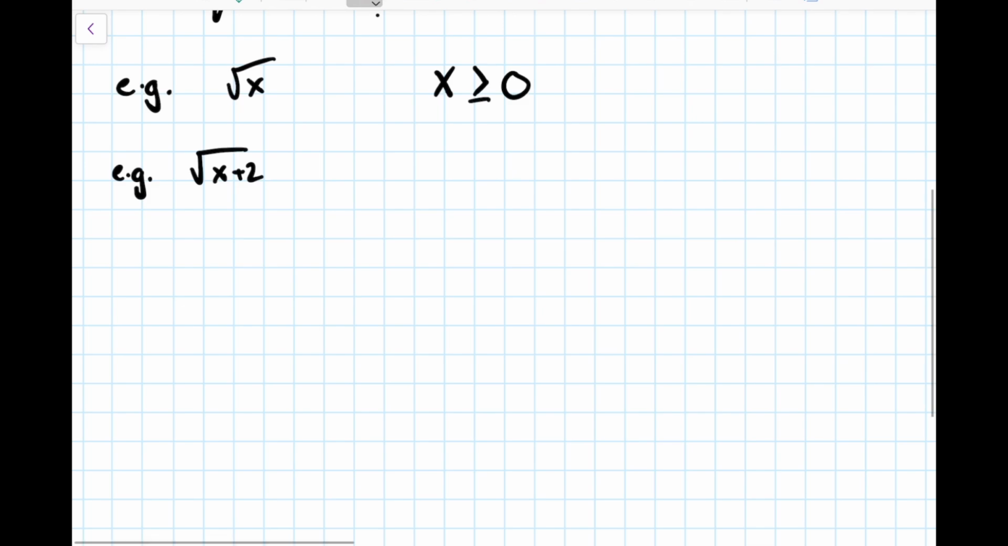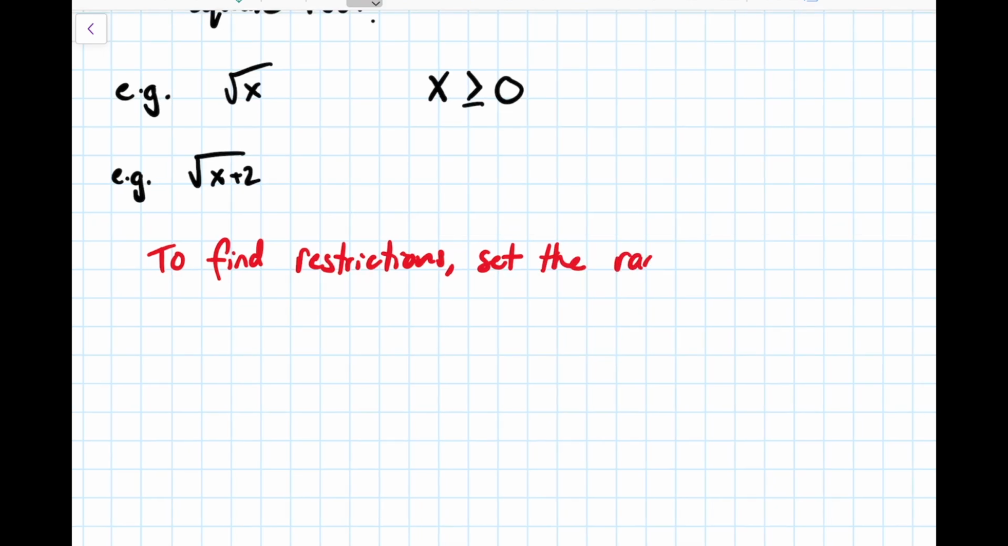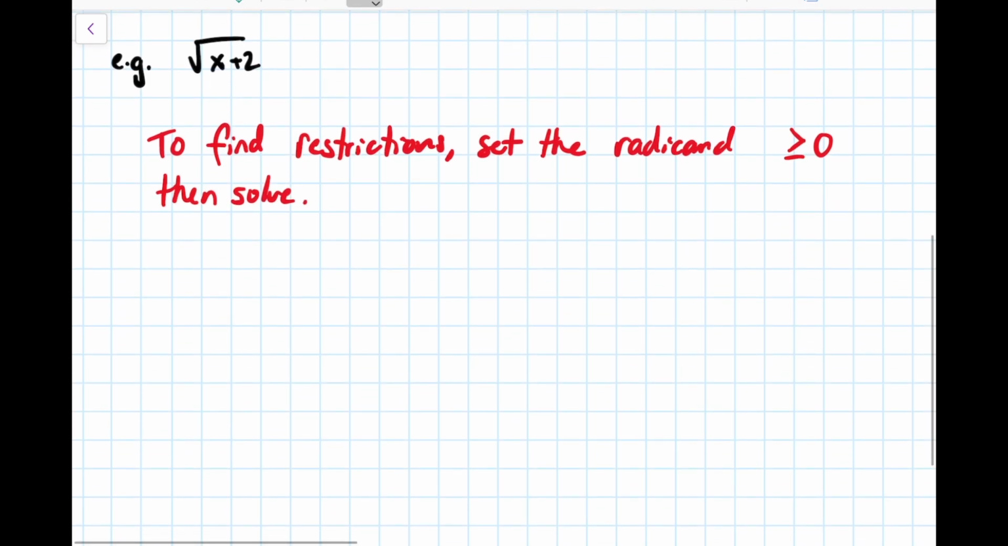So the way we're going to do this, to find your restrictions for any equation in this chapter, it's a pretty simple process. You're going to take the radicand, which in this case is x plus 2, and you're just going to do what we did on the last example and set it greater than or equal to 0. And then you just have to solve. So in this case, that means we have x plus 2 has to be greater than or equal to 0.